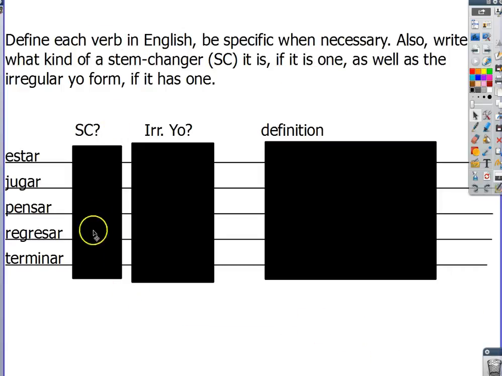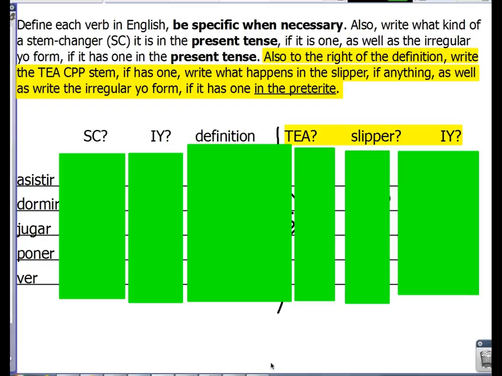In the present tense, is it a stem changer? Does it have an irregular yo? And what's its definition? But what you're about to start taking are verb quizzes that look slightly different. They will ask you for that information. It will ask you to write what kind of a stem changer it is in the present tense, if it is one, right here, stem changer. It will ask you to write the irregular yo form if it has one in the present tense, right here, irregular yo. Definitions are same as always.